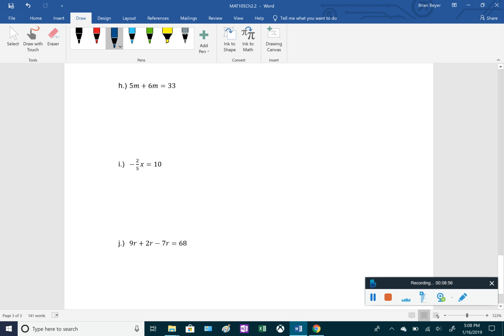Okay, and then the last couple here, we have 5m plus 6m equals 33. So we need to combine like terms. So we have 5m plus 6m, that's going to give us 11m equals 33. So 11 times m equals 33. So 11 times what equals 33? So divide both sides by 11. m equals 33 over 11. So that's m equals 3.